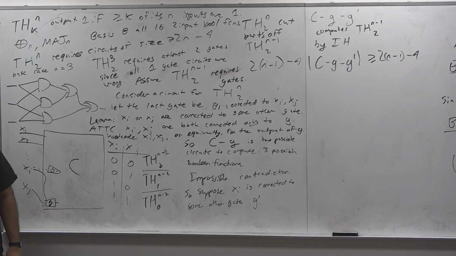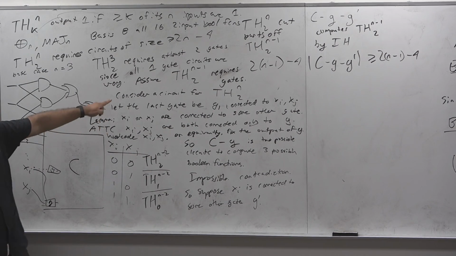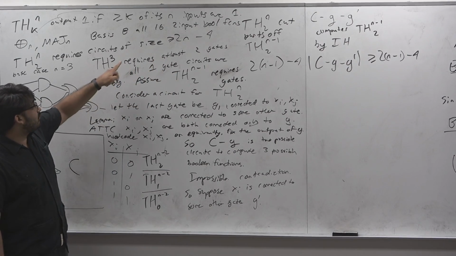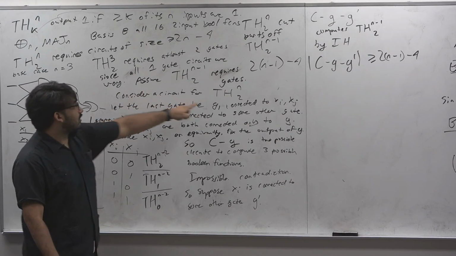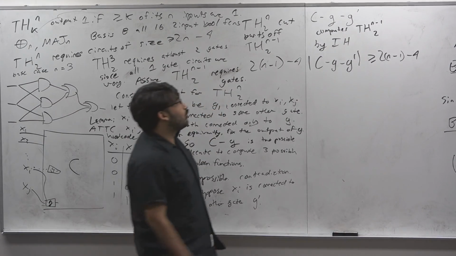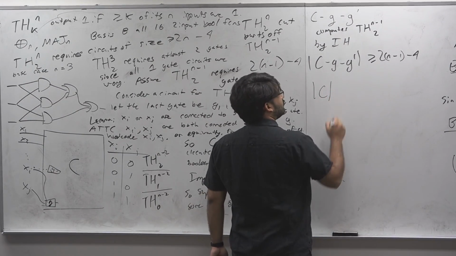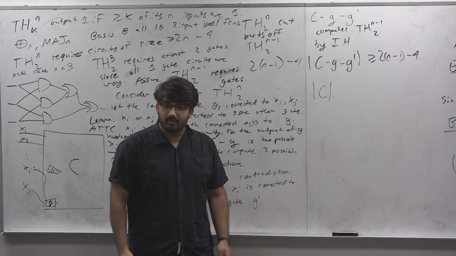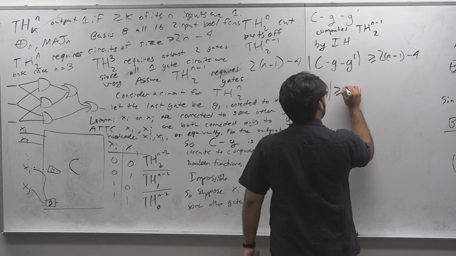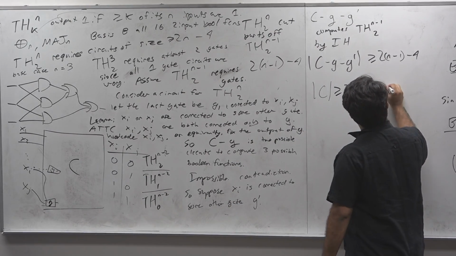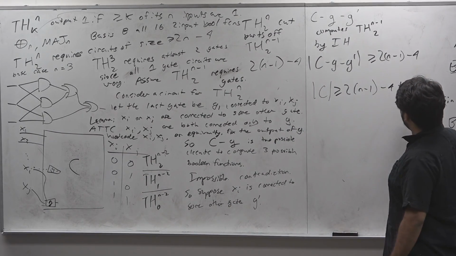But we're not looking for the size of C minus G prime. We're looking for the size of C, because C is what's going to compute threshold 2 of n. Yeah, threshold 2 of n, right? So what is the size of C then? C minus G prime is C if you took out 2 gates. Add those 2 gates back in. Okay?